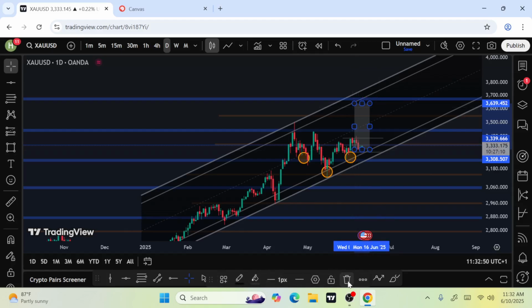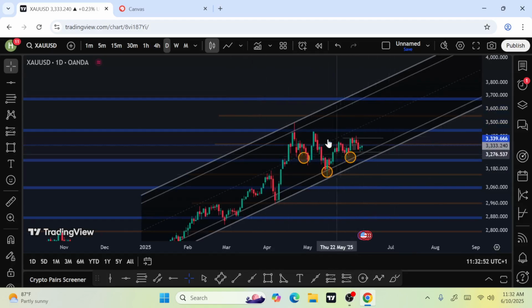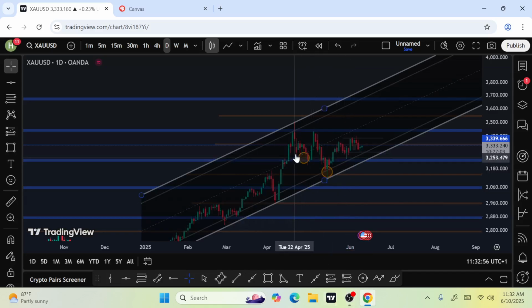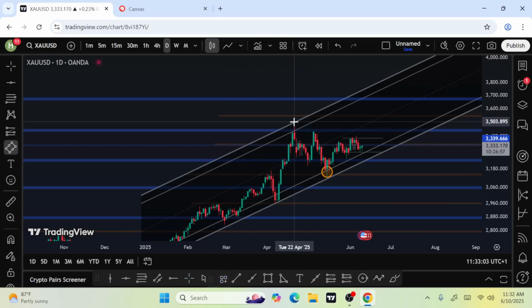Now, as this guy broke out from the inverse head and shoulder, has it broken out? It has broken out. It has retested itself. Do you see it now? From here, breakout, retest, and what? Do you get it now?